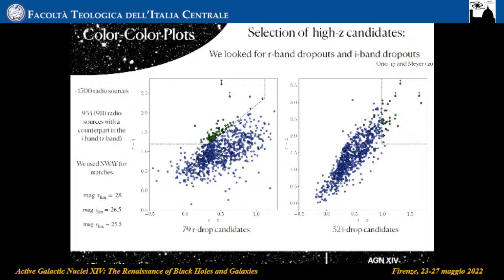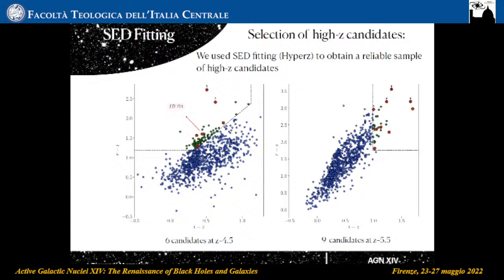Here, instead, we plot all those radio sources that have a counterpart in the Z band, and we highlighted in green those sources falling into the region we selected for I band dropout, and so expected candidates around redshift 5.5. So we obtain a sample of around 100 sources, and then in order to exclude other low redshift contaminants, we use SED fitting, using Hyper-Z, in order to obtain photometric redshift, and we finally select a sample of 15 candidates, those selected with red circles, at redshift between 4 and 6.